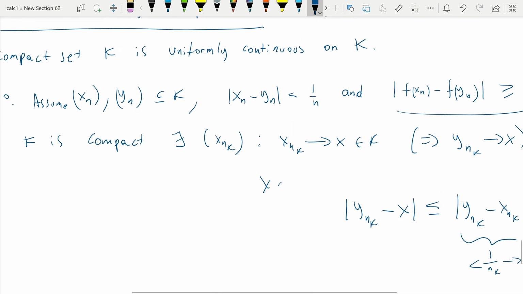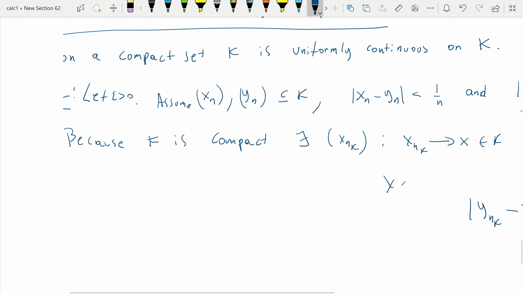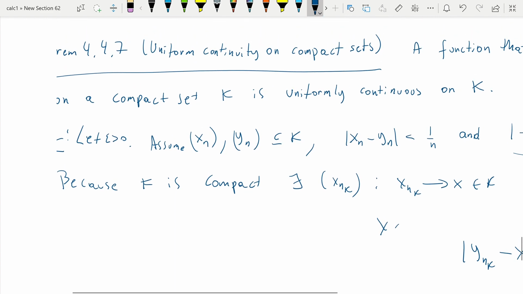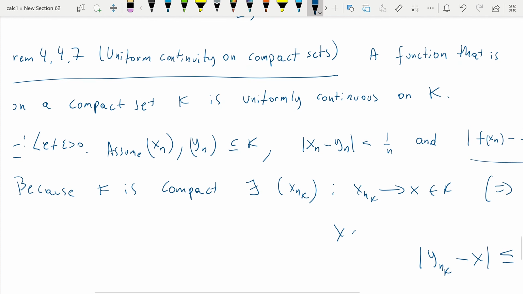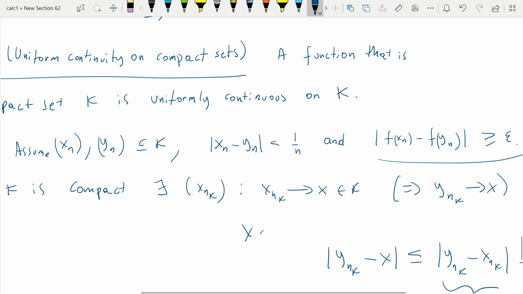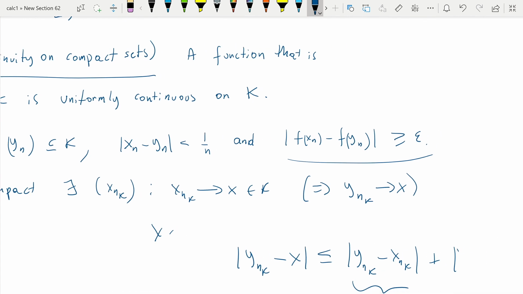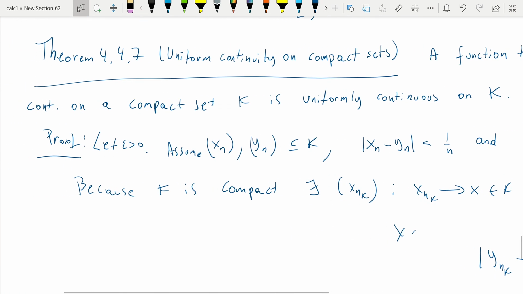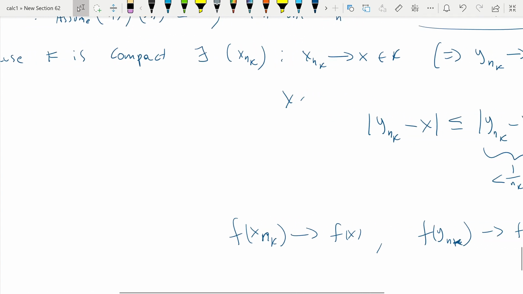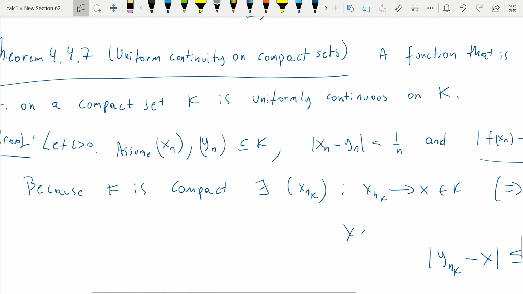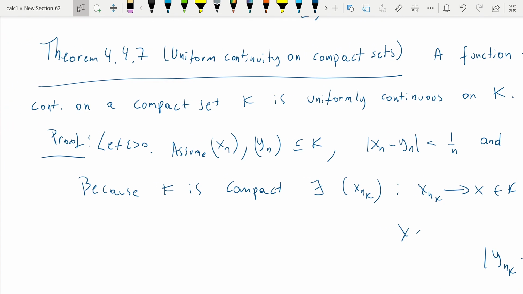And therefore we made a false assumption here, that there are these two sequences such that the distance between xn and yn is less than 1 over n, while the distance of the images is greater than or equal to epsilon, for some fixed epsilon, fixed from the beginning. So that's not true. Therefore the function is uniformly continuous on a compact set.